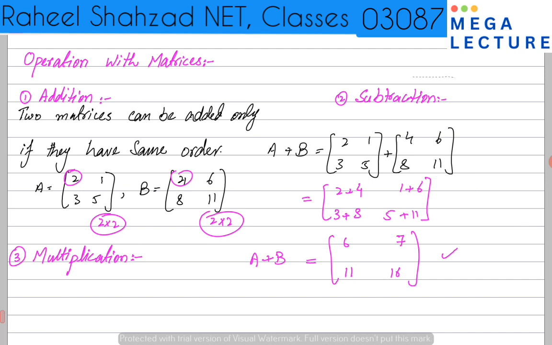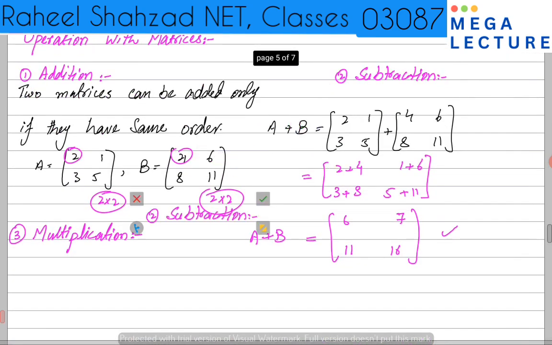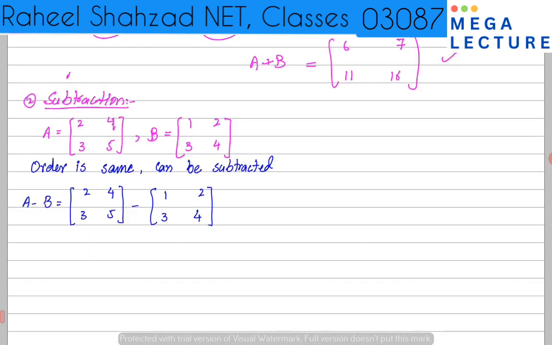Similarly, it goes for subtraction. Next is the subtraction of two matrices. Our first check is that the two matrices have the same order. The first matrix is 2 cross 2 and the second matrix is also 2 cross 2: 2 rows and 2 columns, 2 rows and 2 columns. This is how we are going to subtract two matrices.